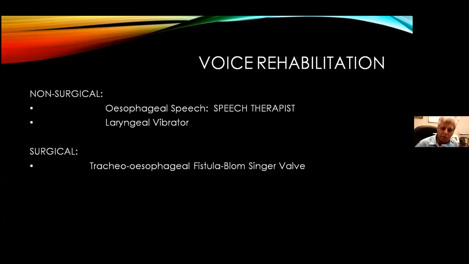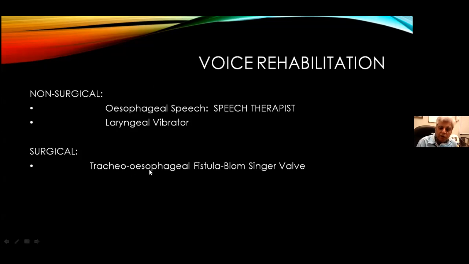Surgical: you make an opening between the trachea and esophagus. You make a one-way fistula and put a valve, so the air goes from trachea to esophagus. Remember, how do we speak? Whenever we speak, air coming from the trachea causes the vibration of the vocal cord. When we do not have vocal cord after total laryngectomy, the air must go from the trachea to the esophagus, causing vibration of the esophagus.